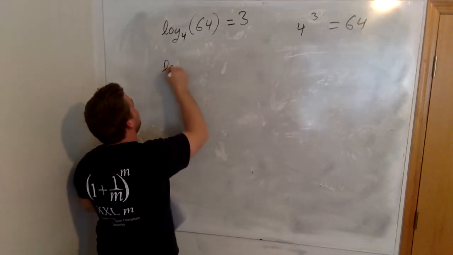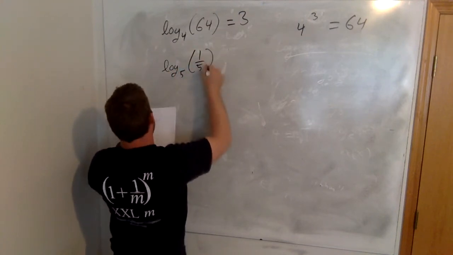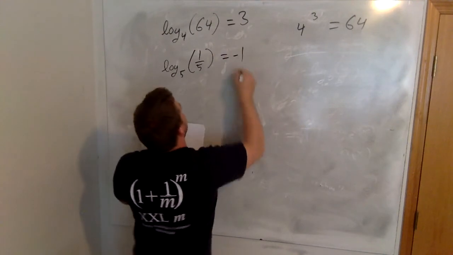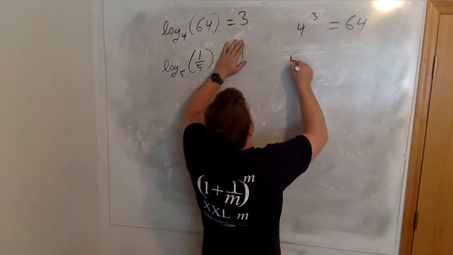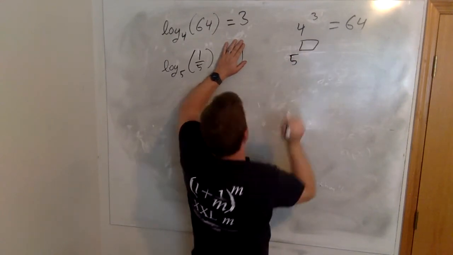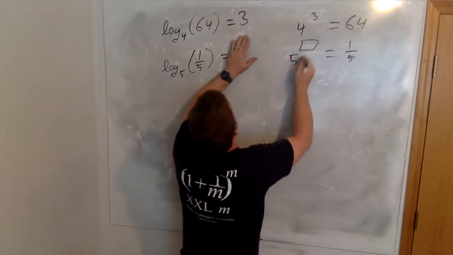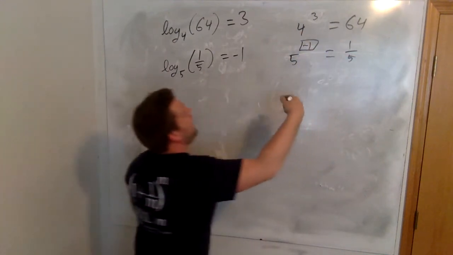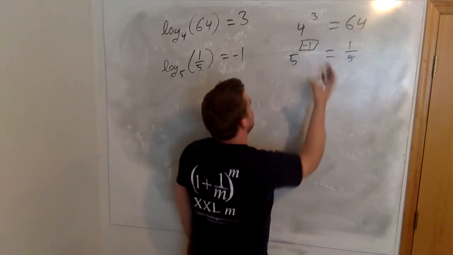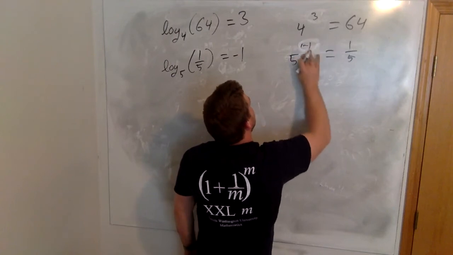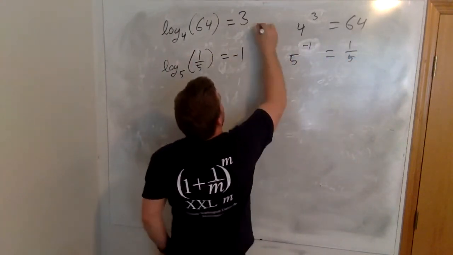Similarly, if we had log base 5 of 1/5 is equal to -1, what is this saying? This is saying 5 to what power gives you 1/5? Well, 5 to the -1 power gives you 1/5. I hope this makes sense. Anything to the -1 power is just 1 over. So here, we've switched from logarithmic form to exponential form. So we went this way.